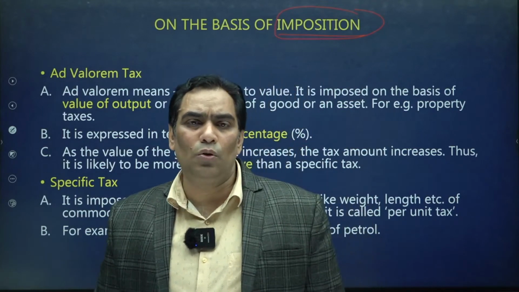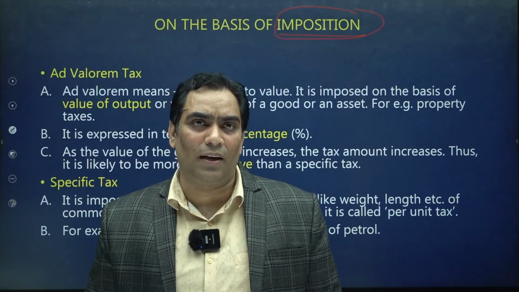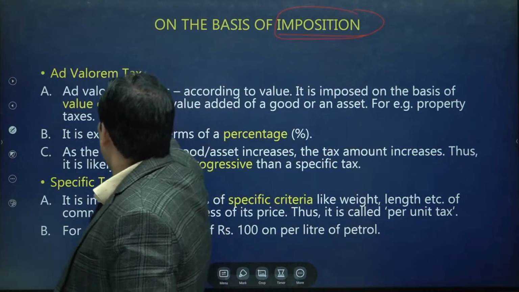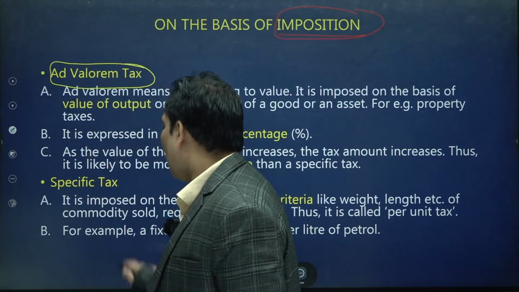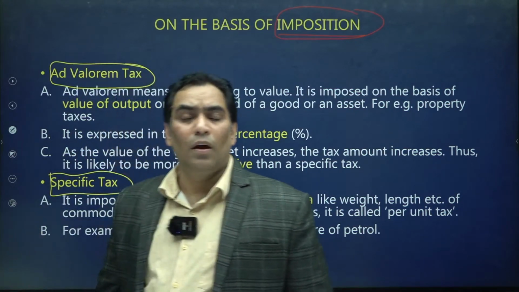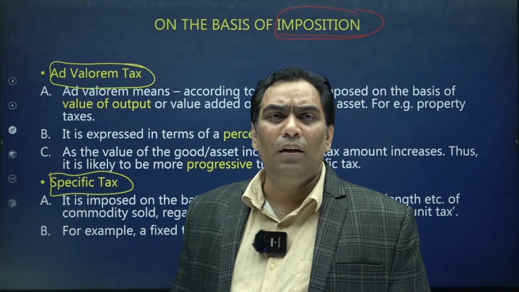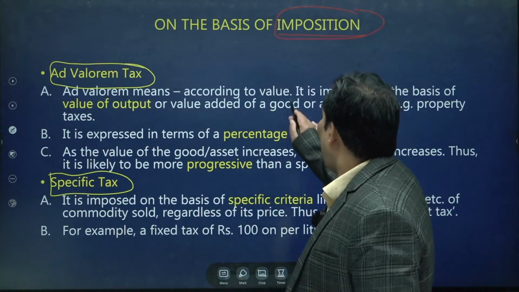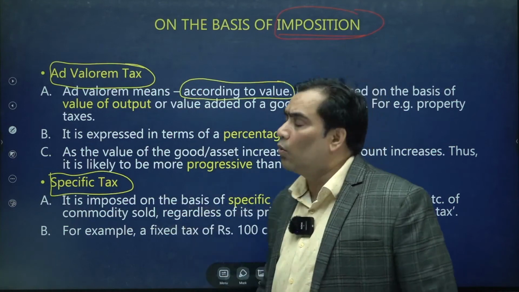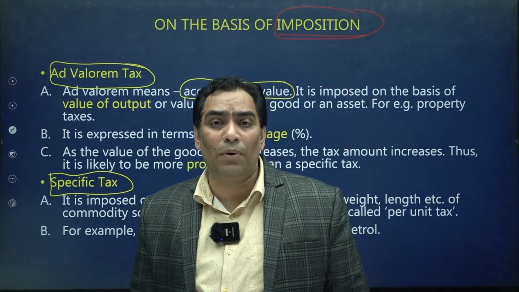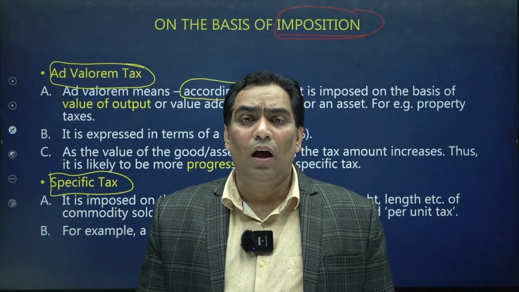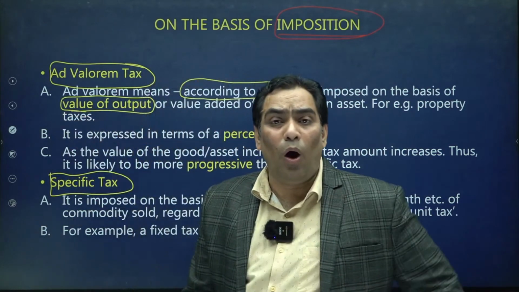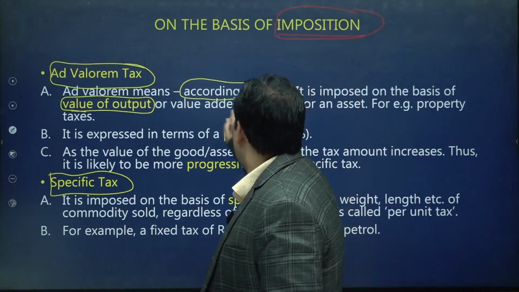under two categories. One is known as ad valorem tax, the other is known as specific tax. On the basis of imposition, it can be categorized as ad valorem tax and specific tax. Ad valorem is taken from a Latin word, and ad valorem means according to the value. These taxes are being imposed on the value of output, or value addition of goods and services, like GST.